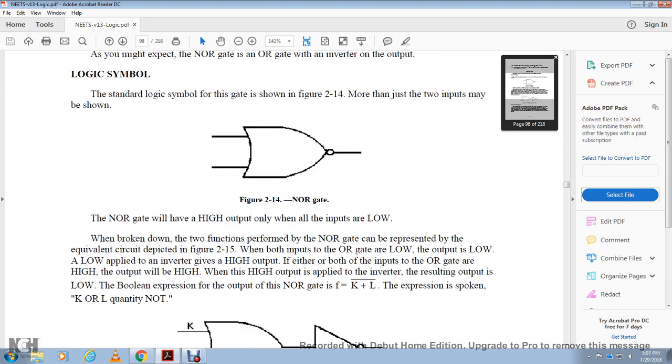When broken down into the two functions performed in the NOR gate, it can be represented with the equivalent circuit depicted in figure 215. With both inputs to the OR gate low, the output of the OR gate is low, and applied to the inverter it gives a high output.